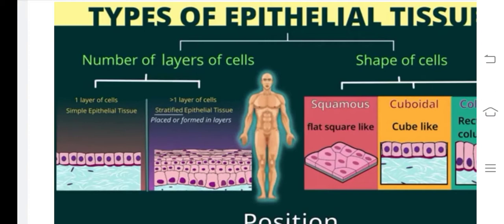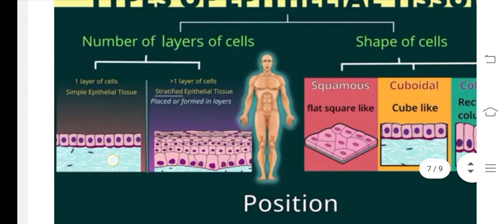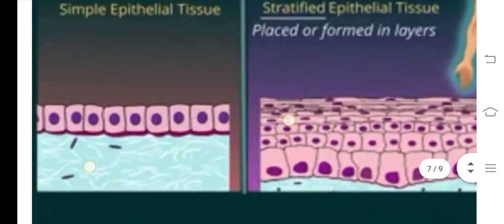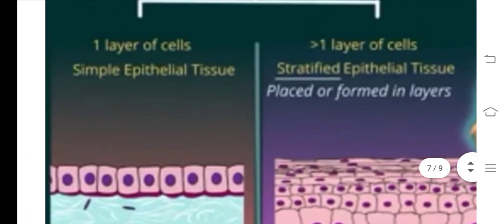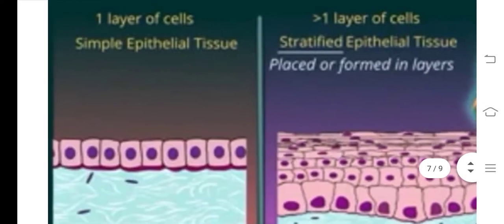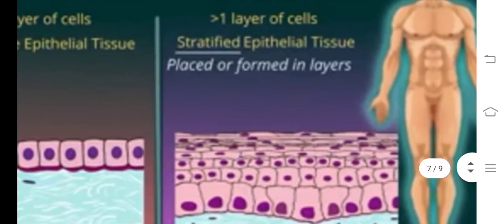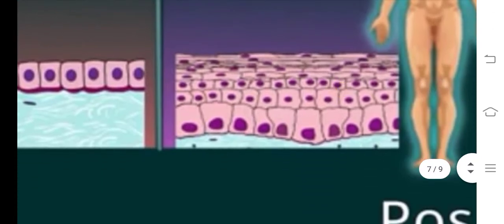Suppose the cells of the tissue are made up of a single layer. Can you observe this slide, children? Observe carefully. Suppose the cells are arranged in a single layer, that is called simple epithelial tissue. Understand? What about this? If it is made up of more than one layer of cells. See here, this is a single layer, this is multiple layers.